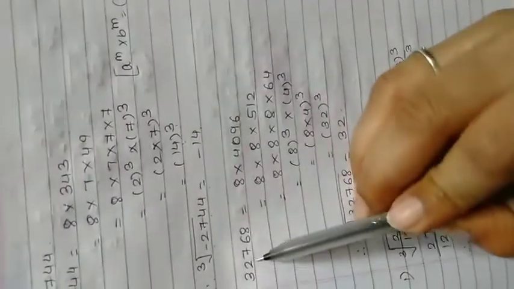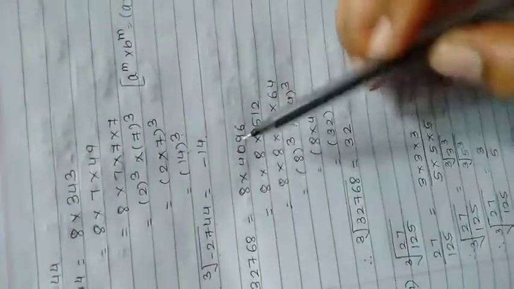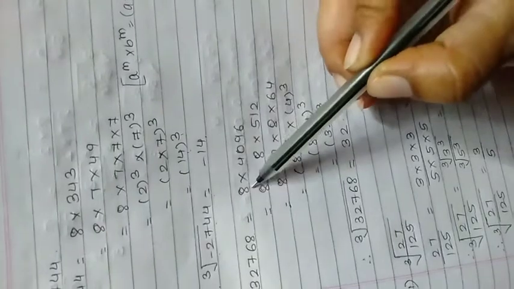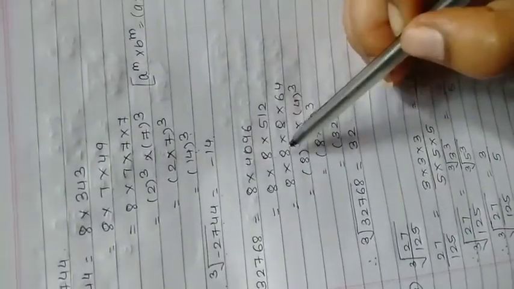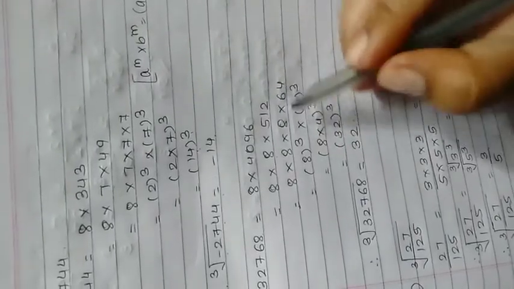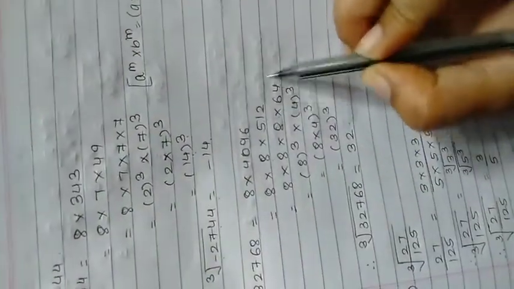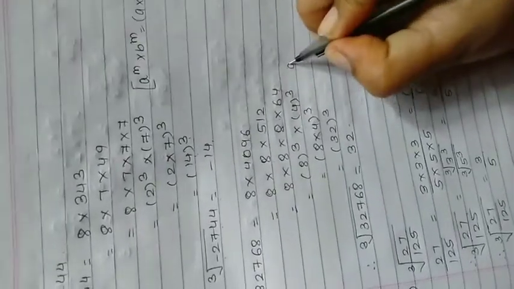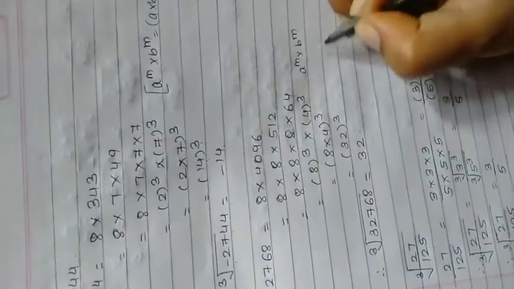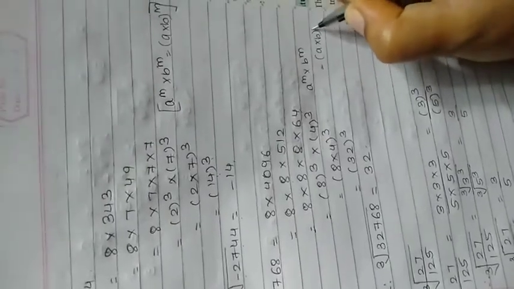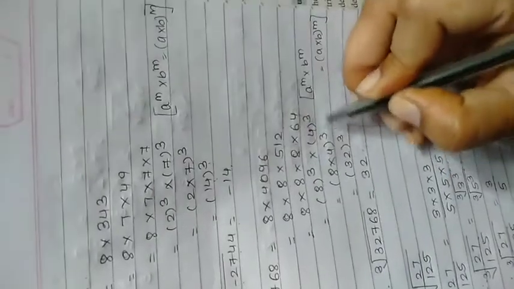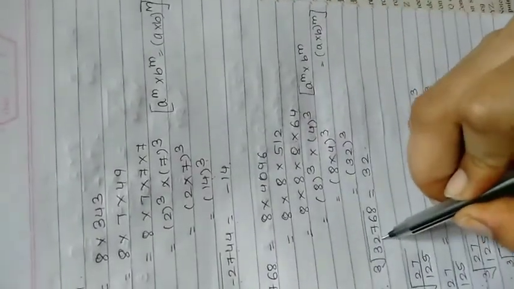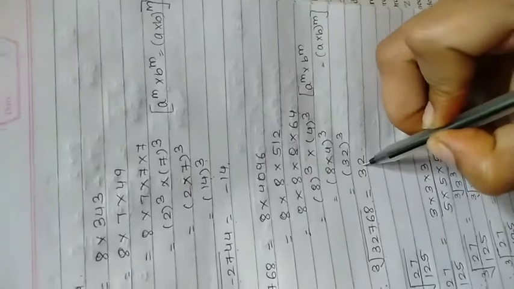Moving ahead to the last sum of this question, that is 32768. So again finding out the factors. 8 multiplied by 4096. Again 8 multiplied by 8 into 512. Again 8 multiplied by 64. So here 8 is 3 times, 64 is cube of 4. So again a raised to m cross b raised to m is equal to a cross b the whole raised to m. This is 8 4s are 32, 32 raised to 3. So the cube root of 32768 is 32.